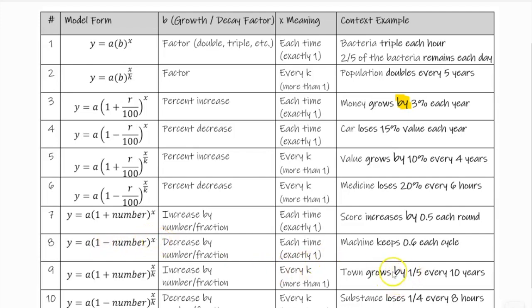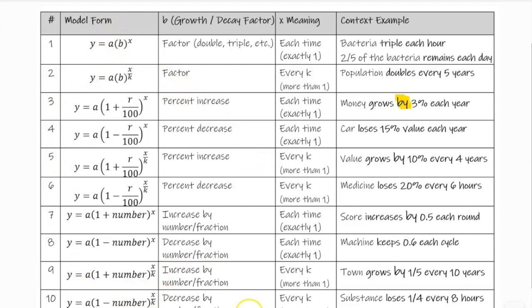A town grows by. So what is happening? It's increasing. 1 plus 1/5. I do not divide by 100 because this is not percent. So this is 1 plus 1/5. And then I have every 10 years, so there should be X divided by 10. Finally, a substance loses. If it loses, I'm decreasing. That's 1 minus 1/4. So 1 minus 1/4 every 8 hours, which means X divided by 8.